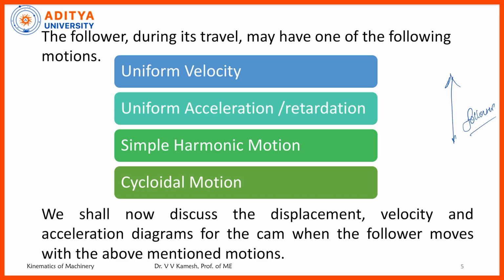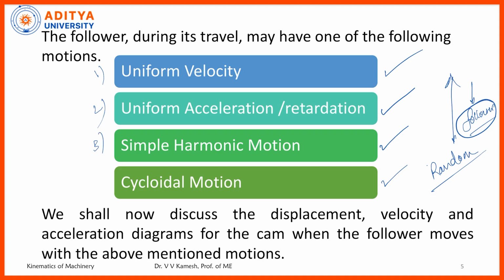How many different possibilities are here with us? Uniform velocity, uniform acceleration or retardation, simple harmonic motion and cycloidal motion. These four are the different movements that can be enabled for the follower. Other than this, if the follower is making some other movement, we need not classify it; we can call it random movement. There we cannot predict exactly, according to the mathematics, what the velocity, acceleration or retardation of the follower could be.